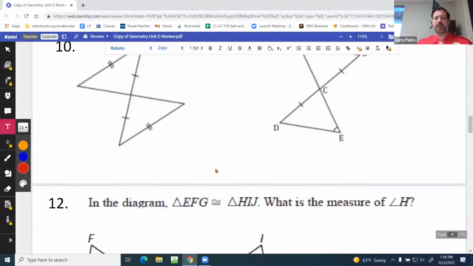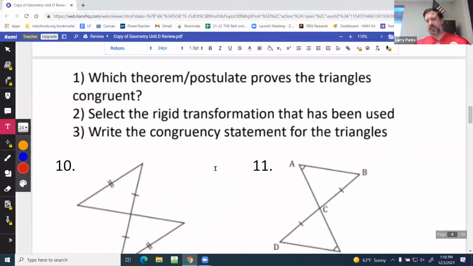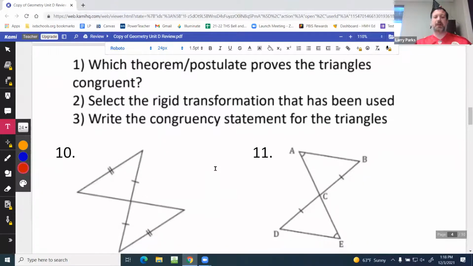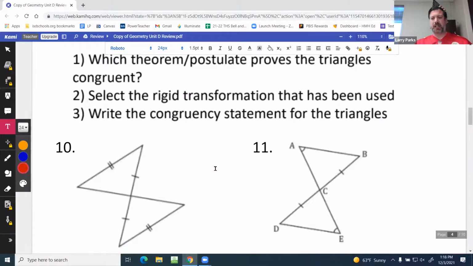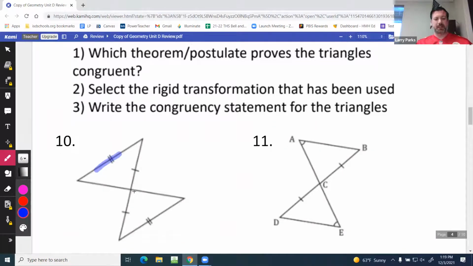All right, we are going to finish 10 and 11, and then that will be it for this video. You can watch the next video to get the rest. But which theorem or postulate proves the triangle is congruent? Well, I have S and S. I have S and S. And I have A equals A.